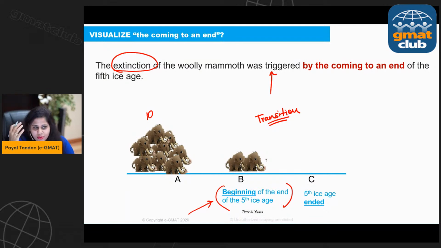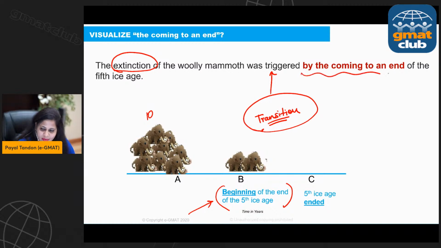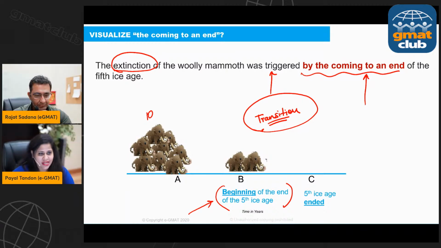Okay, now when you do this visualization, you will right off come to the understanding that what we are talking about is a transition that's happening, right? As the ice age is starting to come to an end, as those atmospheric and environmental events are happening, the vegetation is changing, the landscape is changing, as that transition is happening, that's when the extinction of the woolly mammoth is triggered to happen. Okay, now with that understanding, you start to think about what the other answer choices mean.